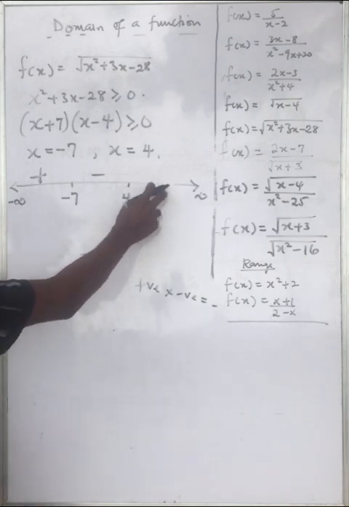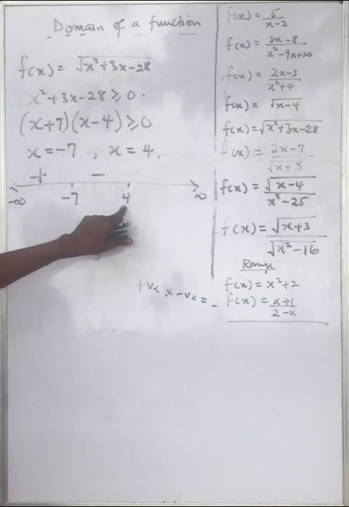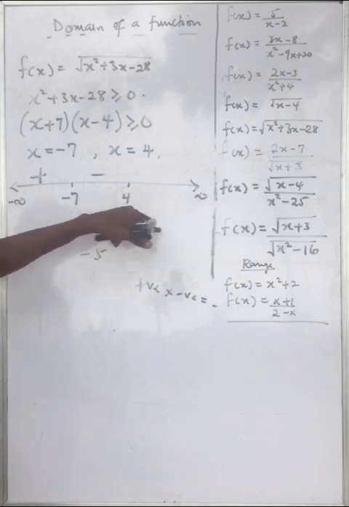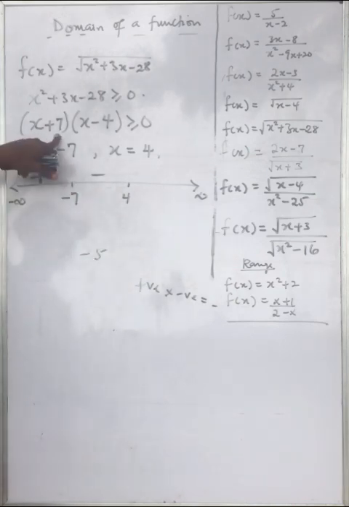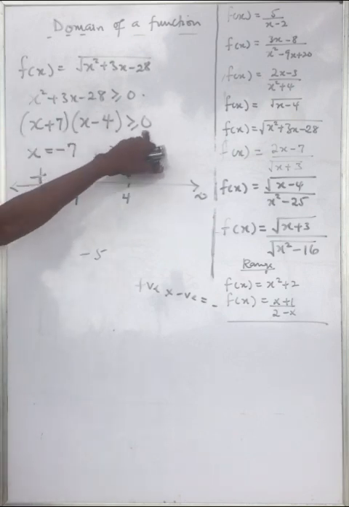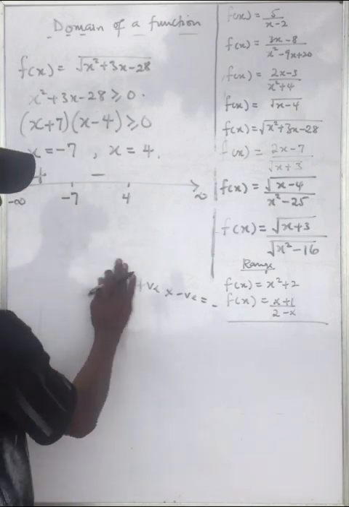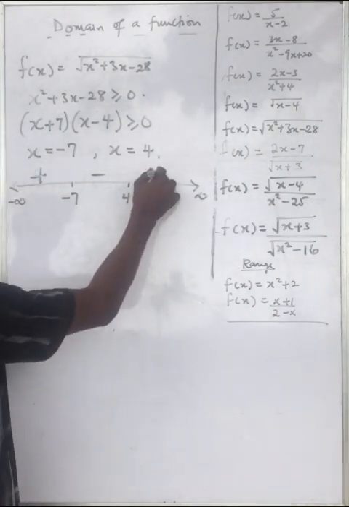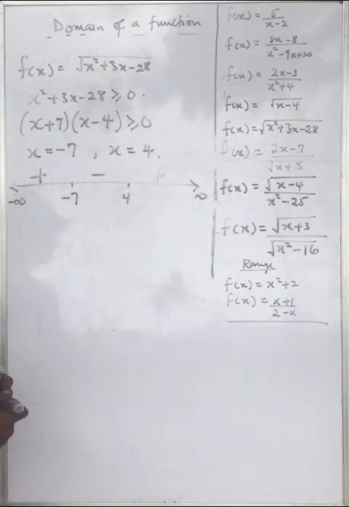So let's see if the domain exists at this point now. Let's insert a number between 4 and infinity. Let's insert 5 for example. 5 plus 7, a positive answer. 5 minus 4, positive. Positive times positive gives us a number that is greater or equal to 0. That means we can have the domain existing at this edge too.